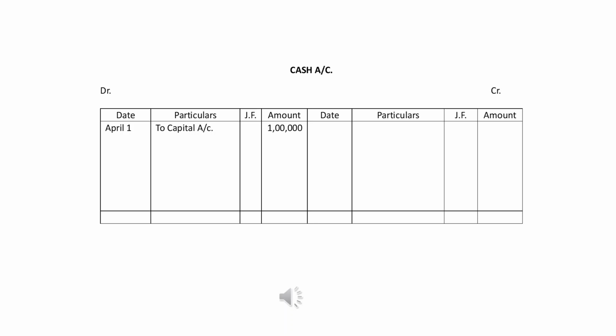Now come to the particulars. What do we write under the particulars? Here we have to write the account being credited when cash is being debited by 1 lakh rupees. And the account which is being credited in this transaction when cash is being debited is capital account. So we will write to capital account here under the particulars. Journal folio we can leave blank because we don't have a corresponding journal folio number here. Under date, simply write the date of the transaction.